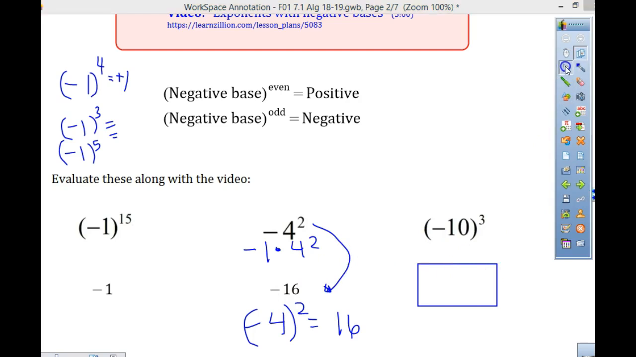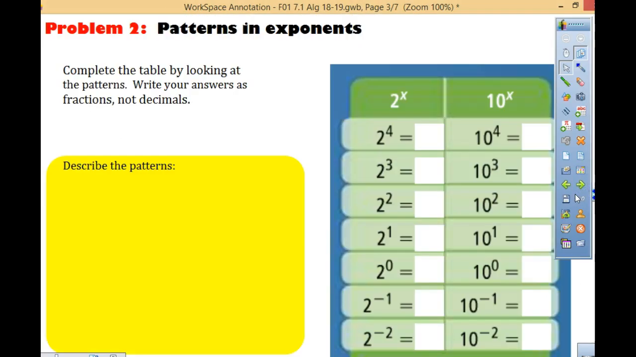And then that last one, if I'm taking negative 10 times itself 3 times, should we have positive or negative 1,000? Negative 1,000. Okay? On the top of the next page, it asks us to complete this table and look at a pattern. Now, you should have your calculator, but you probably don't need it.